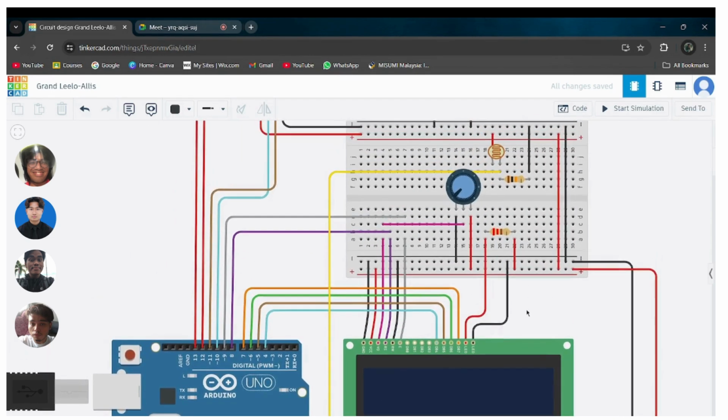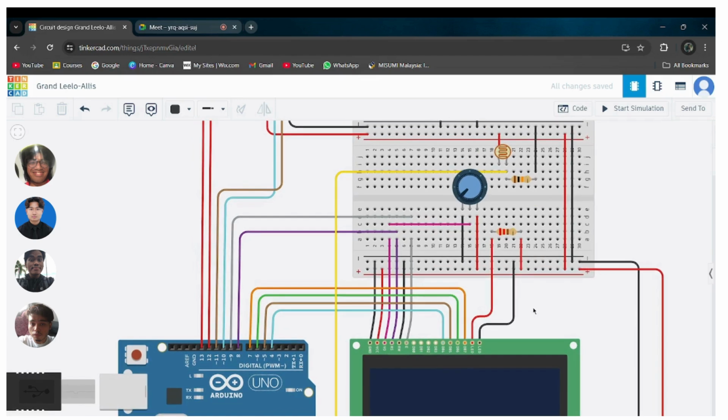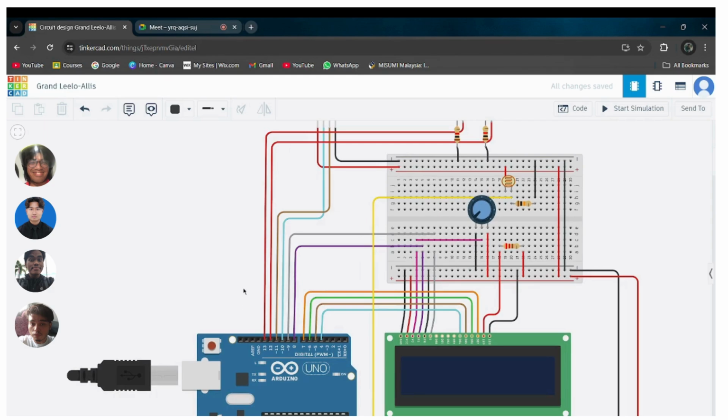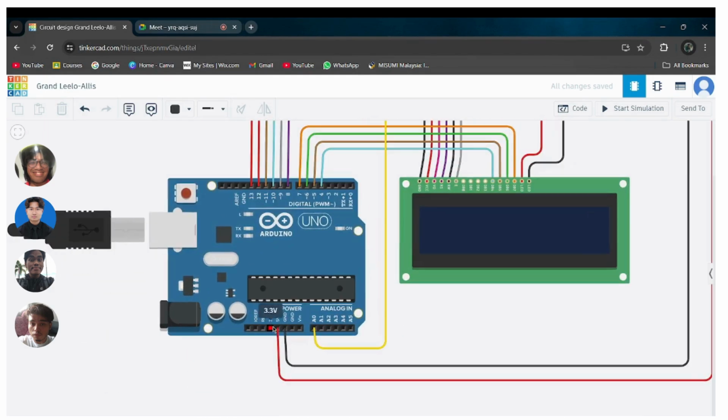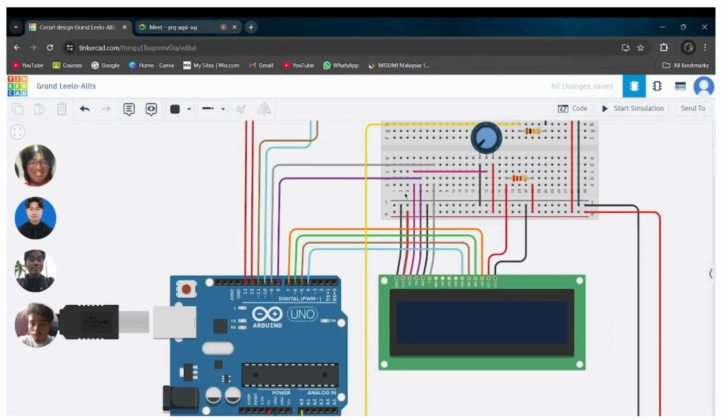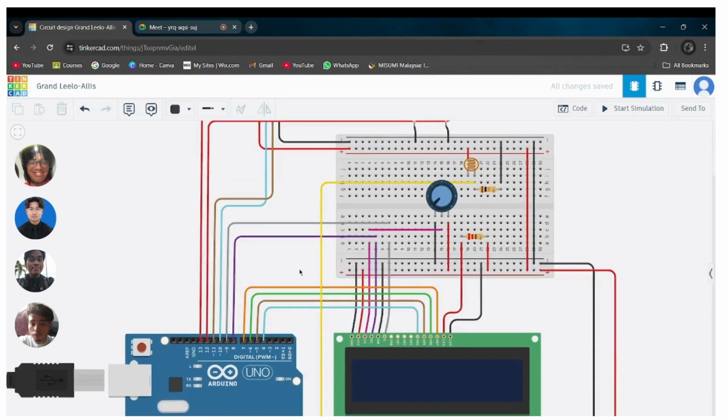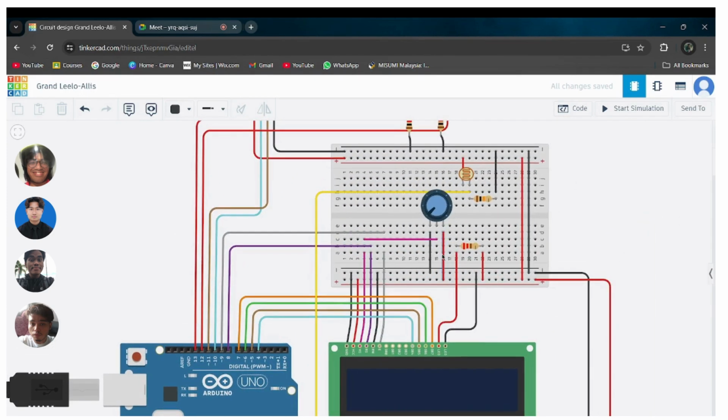And the LCD will connect with 5 volts of supply for it to work. Next we go for the potentiometer. The potentiometer will connect to 5 volts of power supply, which is the same voltage as the Arduino uses, and it connects to ground and the VO pin of the LCD.